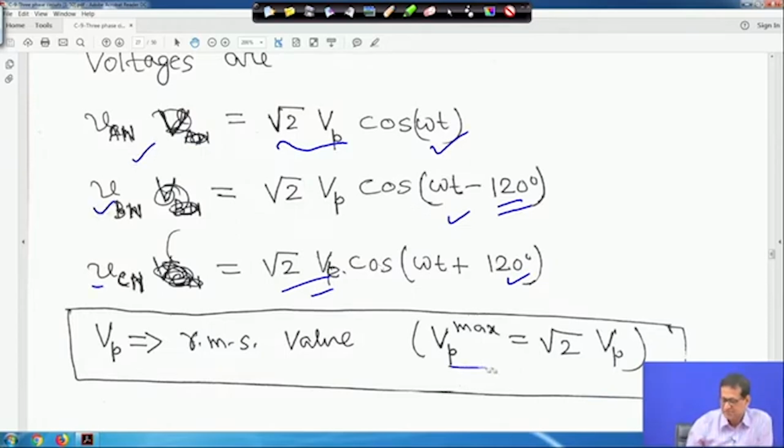It is written here that Vp max is equal to root 2 Vp, the peak value. These are 120 degree apart, and Vp, as I have told you, is the phase voltage RMS value. So let me clear it.